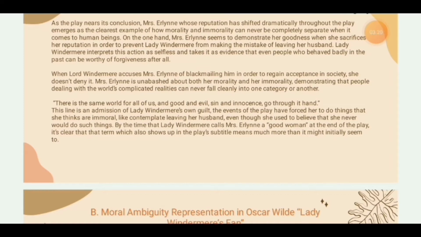"It is the same for all of us, and good and evil, sin and innocence go through life hand in hand." This line is an admission of Lady Windermere's own guilt. The events of the play have forced her to do things that she thinks are immoral, like contemplating leaving her husband, even though she used to believe that she would never do such a thing. By the time Lady Windermere calls Mrs. Erlynne a good woman at the end of the play, it's clear that the term, which also shows up in the play's subtitle, means much more than it initially seems to.